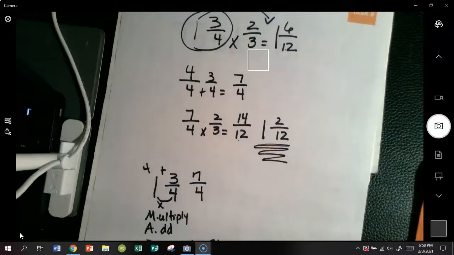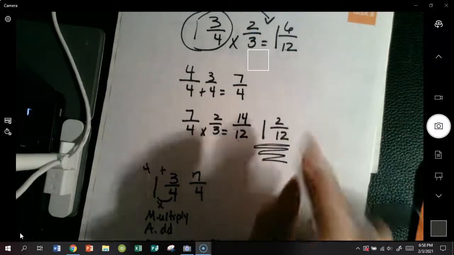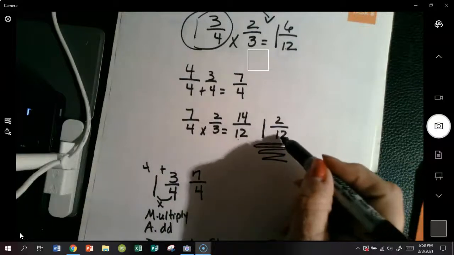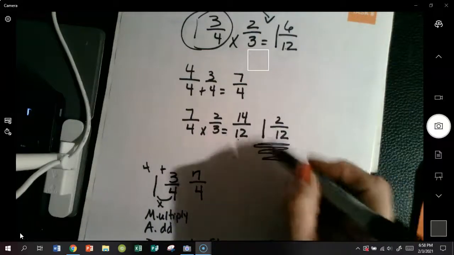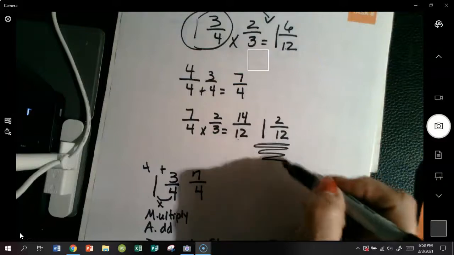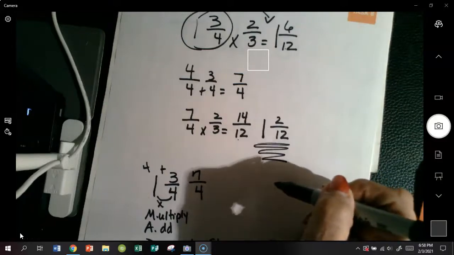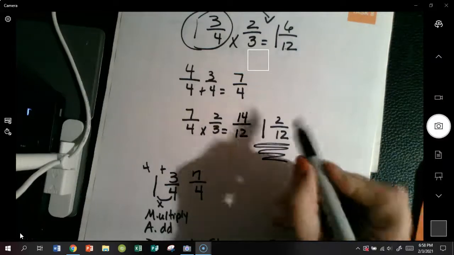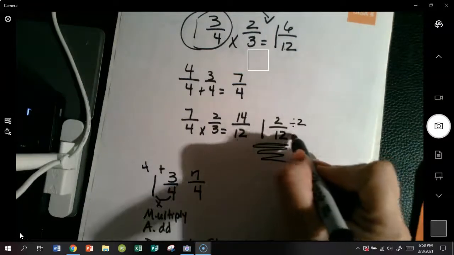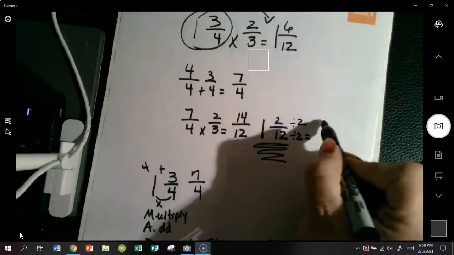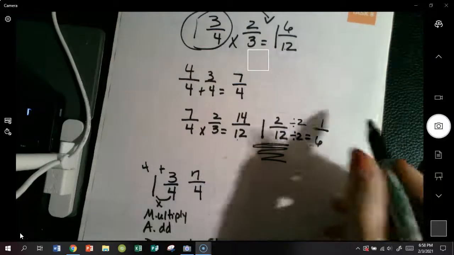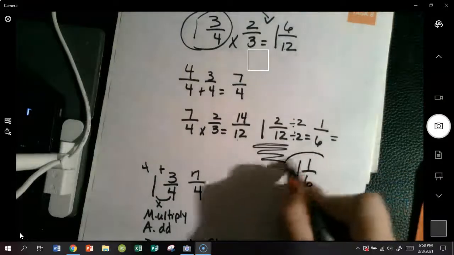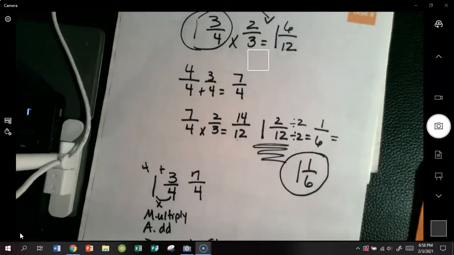Now, would this be my final answer? Think about that for a moment. Can I reduce this number? Some teachers will call it reducing. Some teachers will call it putting it in lowest terms. Some teachers will call it simplifying, but all three of those terms mean the same thing. So you need to think, is there any number that will go into both 2 and 12? Well, yes, those are both even numbers, so 2 will go into both of them. Which means that my final answer is going to be 1 and 1/6 for the mixed number problem.